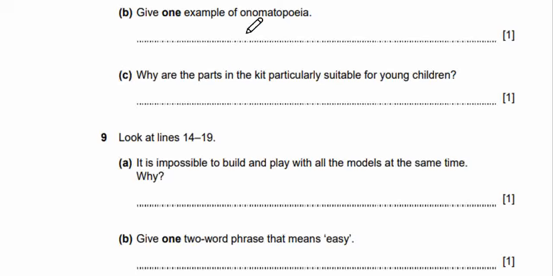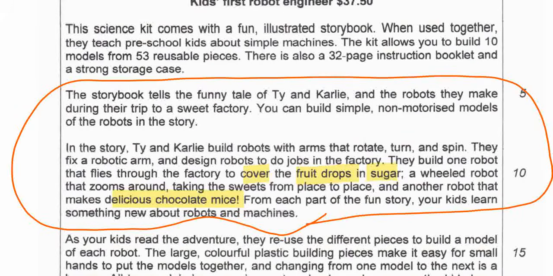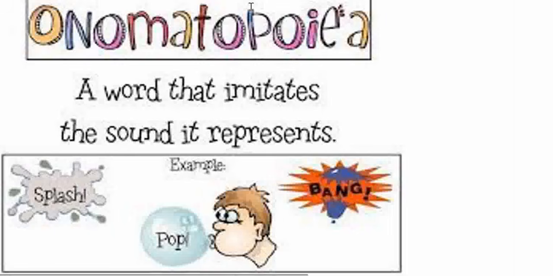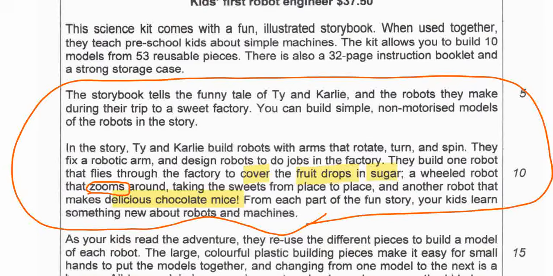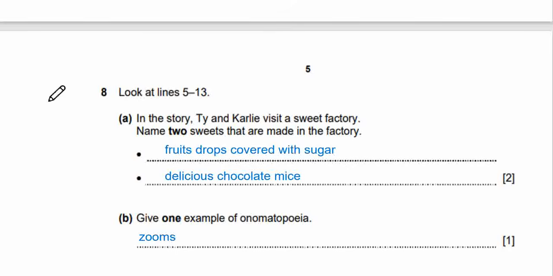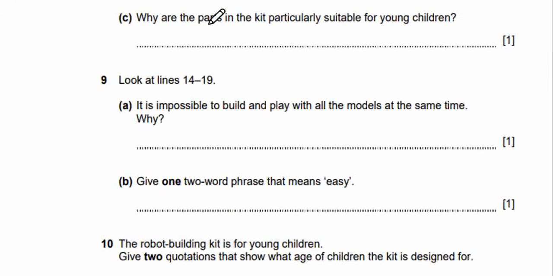Next, give one example of onomatopoeia. So the example of onomatopoeia is a robot that zooms. Zooms will be onomatopoeia. Onomatopoeia is a word that imitates the sound it represents, like splash, pop, bang, and in our answer it was zoom. So we type our answer: zooms.